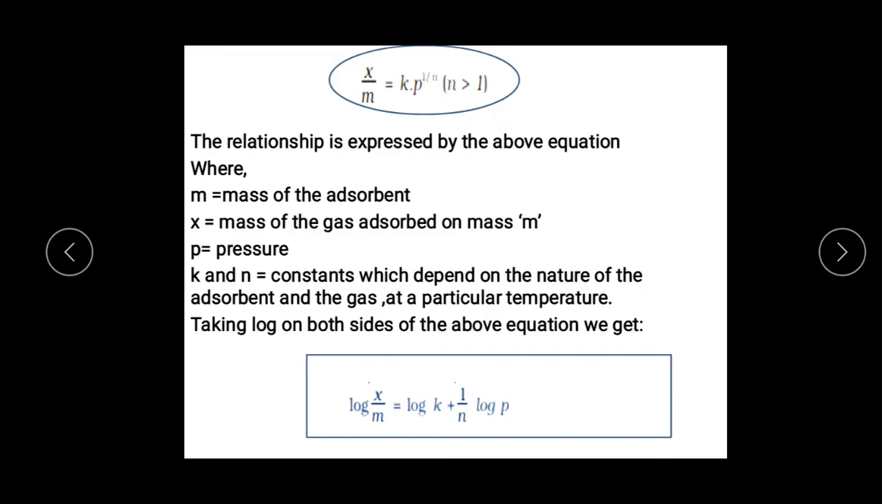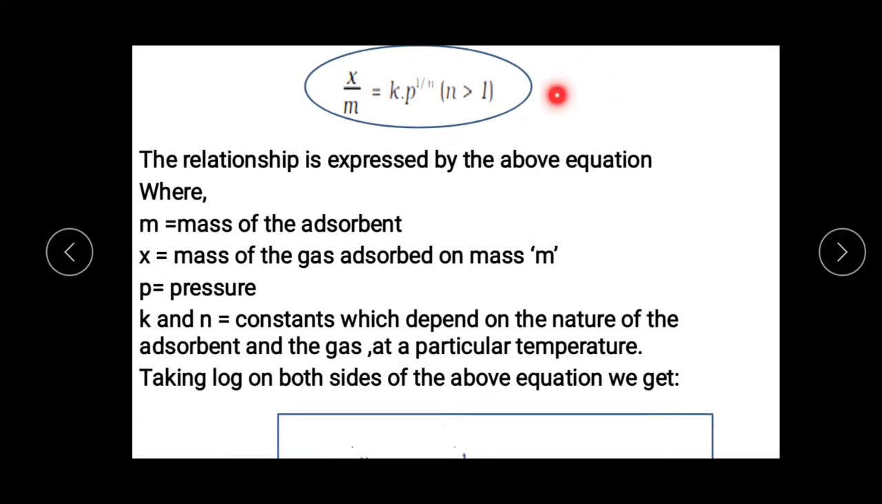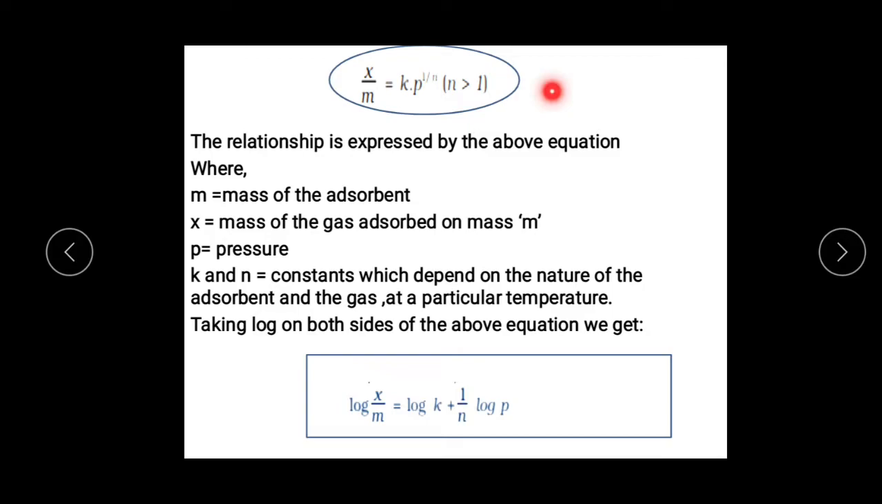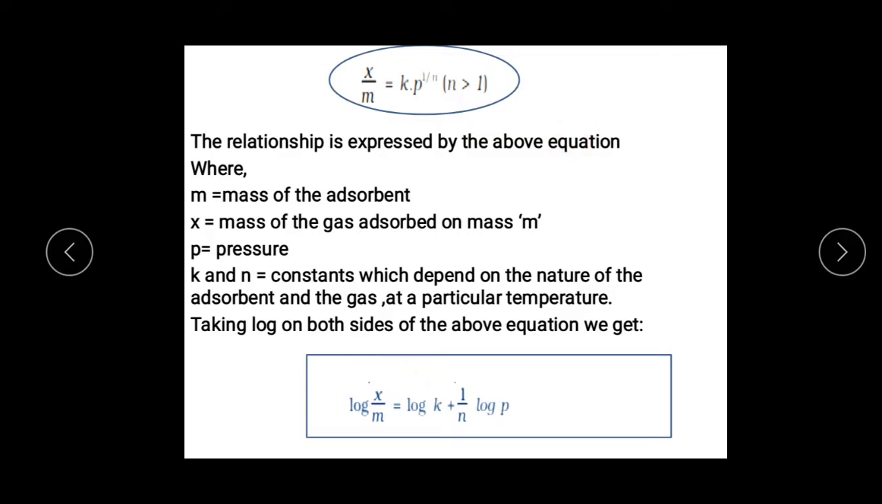Now next we move on to the equation. This is the equation: x by m is equal to k into p to the power 1 by n, where n is greater than 1. The terms used in this equation are: m stands for mass of the adsorbent, x is mass of the gas adsorbed, p is pressure, and k and n are constants which depend upon the nature of the adsorbent and the gas. If we take log on both sides of this equation, we get log x by m is equal to log k plus 1 by n into log p.